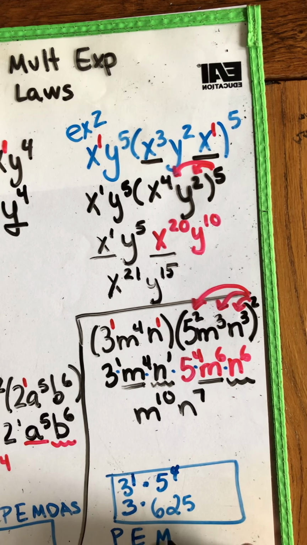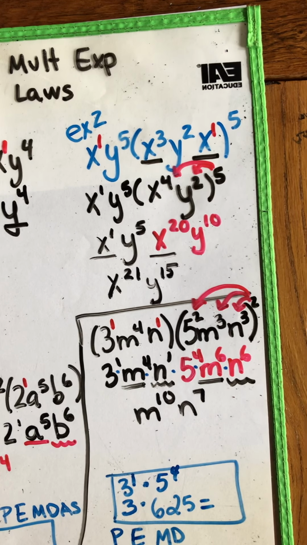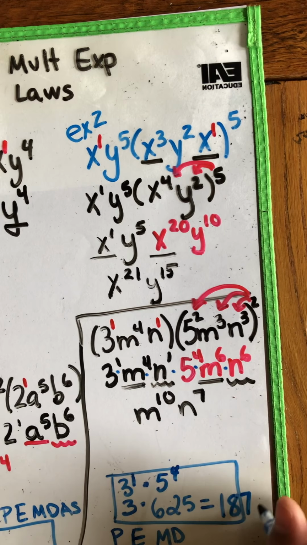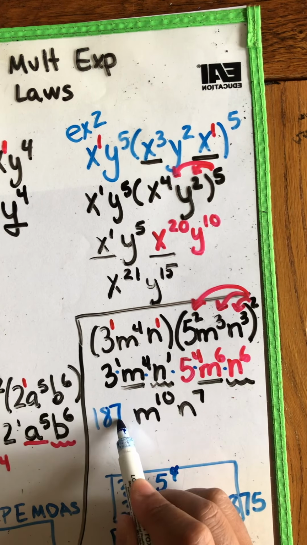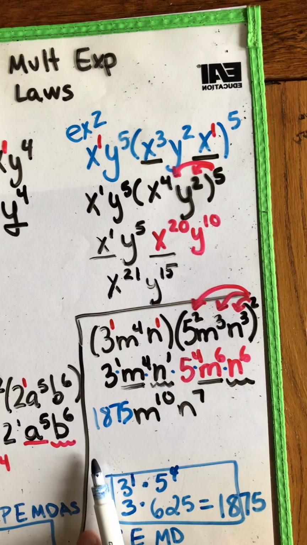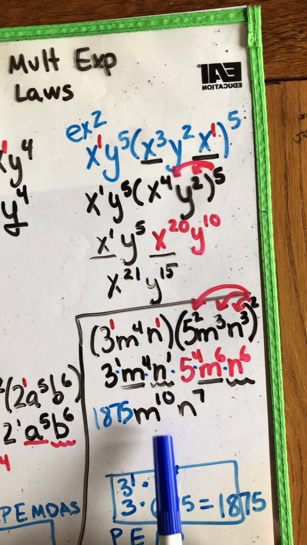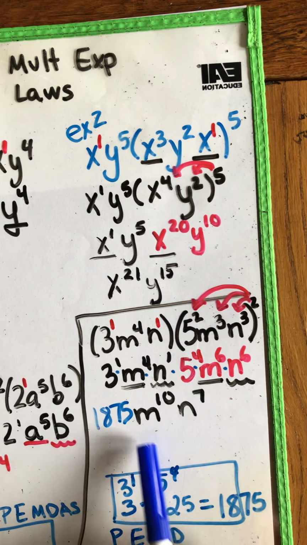Do I have any multiplication or division? Yes, I need to put these two together. So 3 times 625 is going to be 1,875. Just make sure it's in the right order. Numbers out front, that's called the coefficient. I have my M alphabetical order before my N. And there's only one M. I don't have a couple of M's. I don't have a couple of N's. We are done.